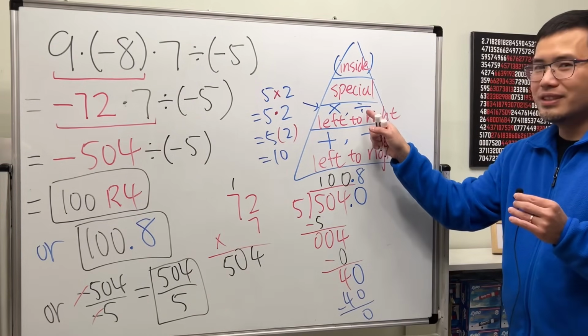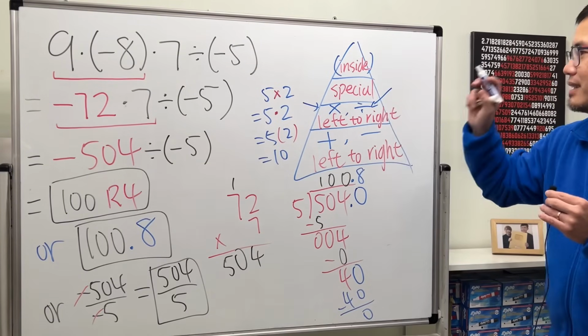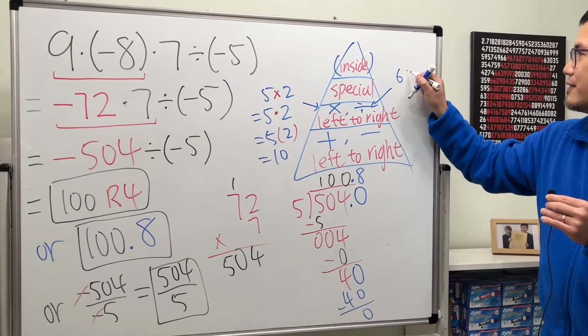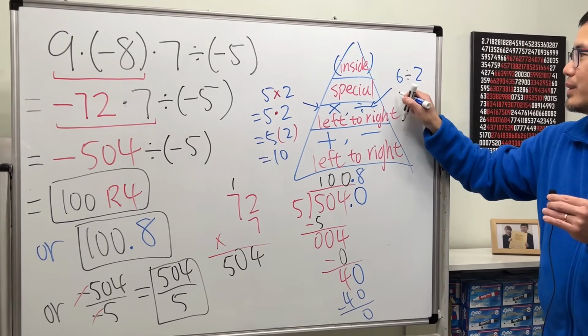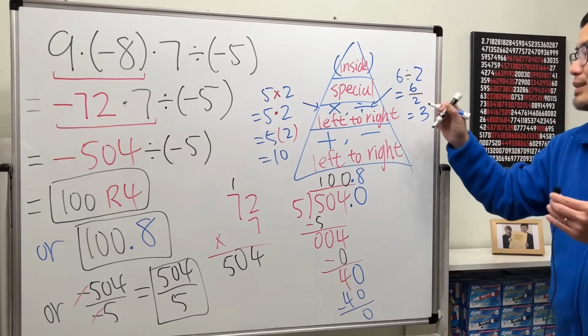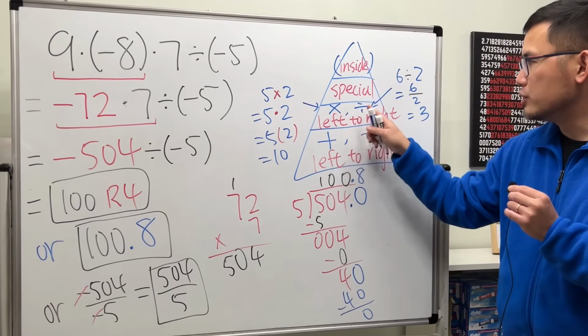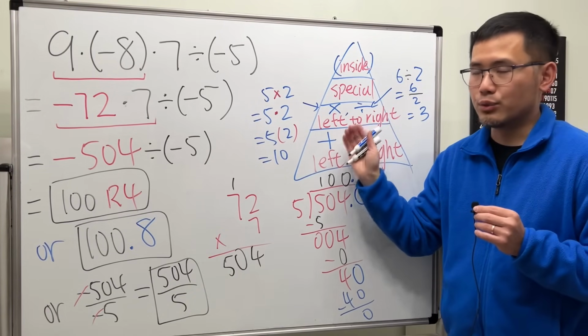Again, for the division symbol, it could be like a fraction. Just real quick, if we have 6 divided by 2, we can write it as 6 over 2, and that will give us 3. And now I just want to emphasize that when we see multiplication and division, we really do it from left to right.